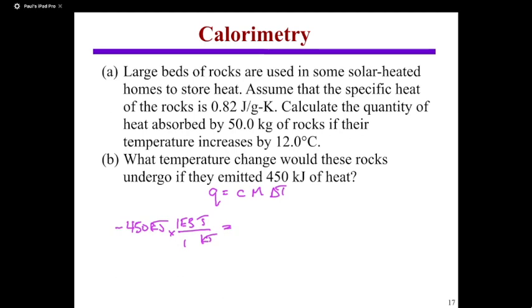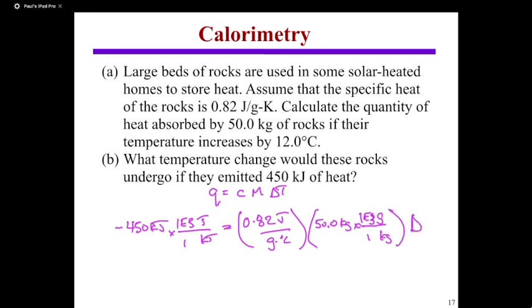Do I have a heat capacity? Absolutely. Got that. Do I know how many rocks there are? Oh, yes, I do. Kilograms to grams, 1 e to the third. And what I want is a ΔT. What do you come up with?